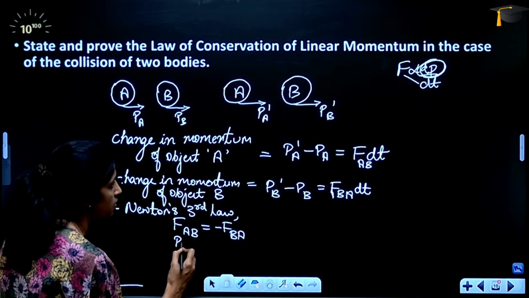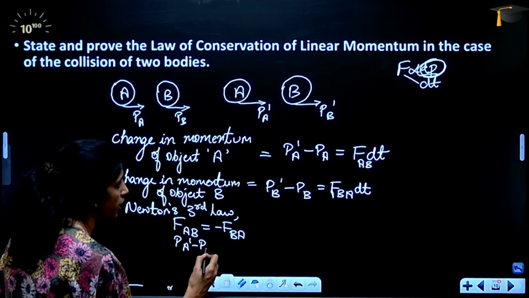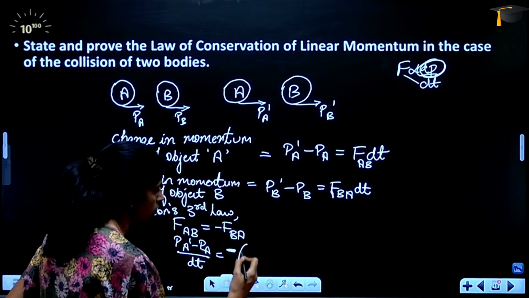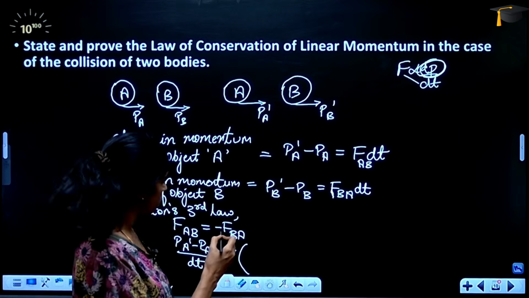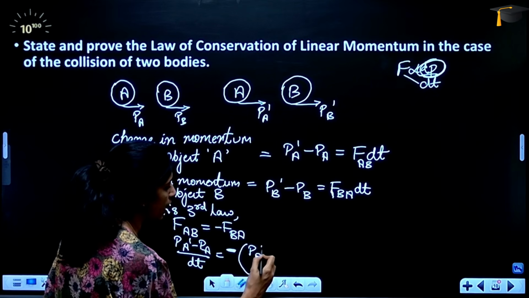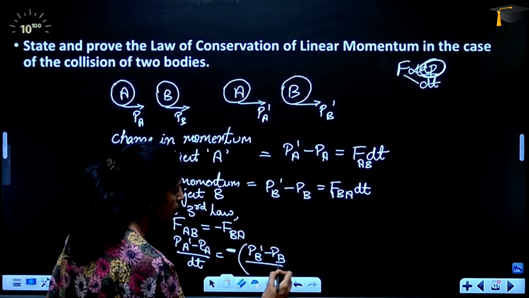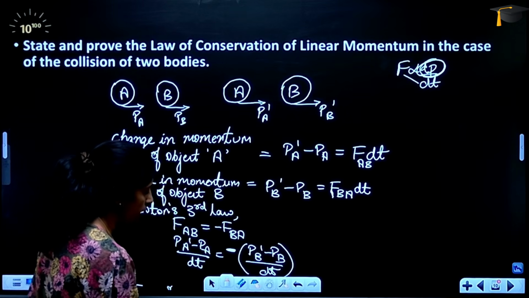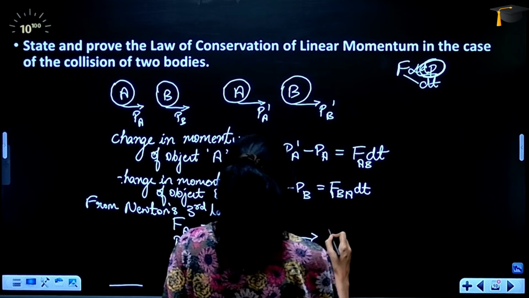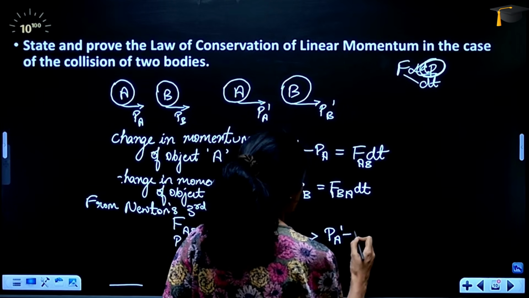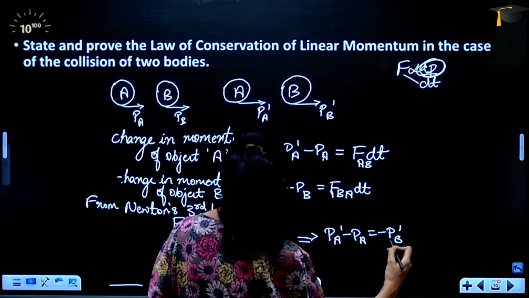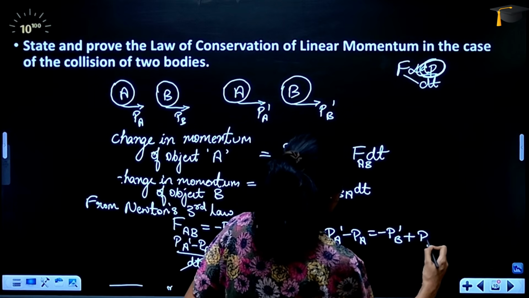So now, what is FAB from the formula? We can write it as PA dash minus PA divided by dt equals minus, of course it's equal and opposite, that's the reason we are using minus here, FBA, which can be written as PB dash minus PB divided by dt. Now cancel dt and dt. So what will you get here? You will get PA dash minus PA equals minus of PB dash minus PB, minus into minus will be plus.